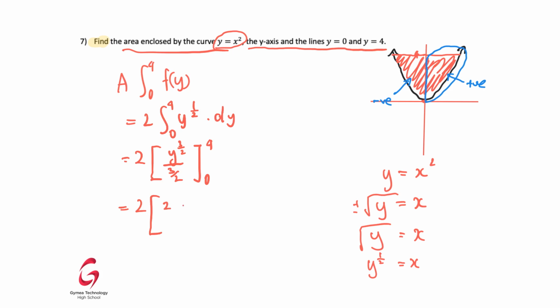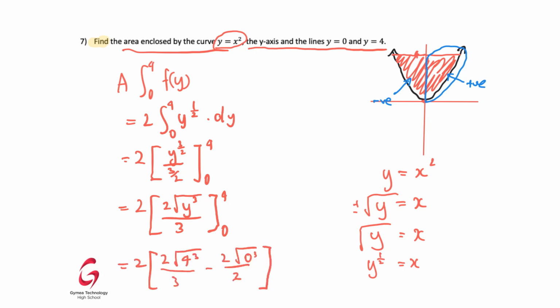So it's 2y cubed, all square rooted, over 3. That's what we'll substitute 4 and 0 into. So there's our substitutions, the 4 and the 0. We plug that in our calculator, and it's going to give us an area of 10 and 2/3 units squared.